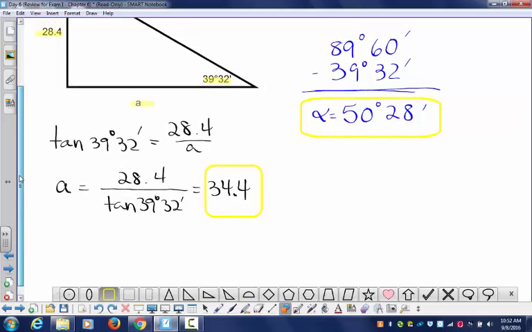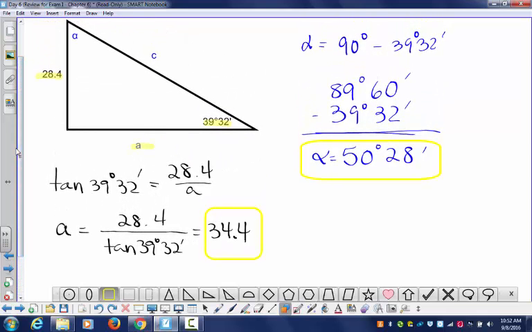And why did I round to 1 decimal point? Because the other one's rounded to 1 decimal point. We're not dealing with significant digits in this class, but if this is rounded to the nearest tenth, then let's round that to the nearest tenth, and let's round C to the nearest tenth. So we'll just be consistent. On the inside, it's rounded to the nearest minute, so we'll round that to the nearest minute. So we'll just have that same sort of consistency.